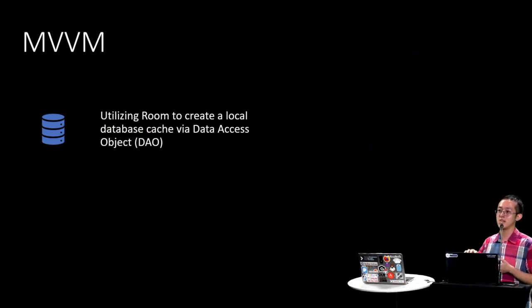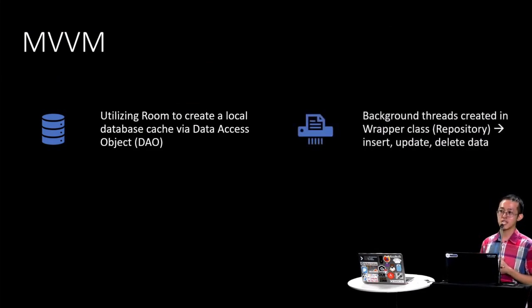Back to this MVVM. After the Room data caching, you have background threads. So in your repository, you can actually do async tasks running through all your data. So you can insert, update, and delete data. It makes it very easy for you to manage.